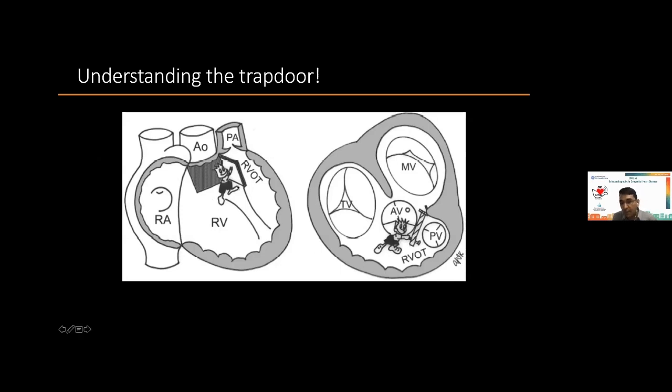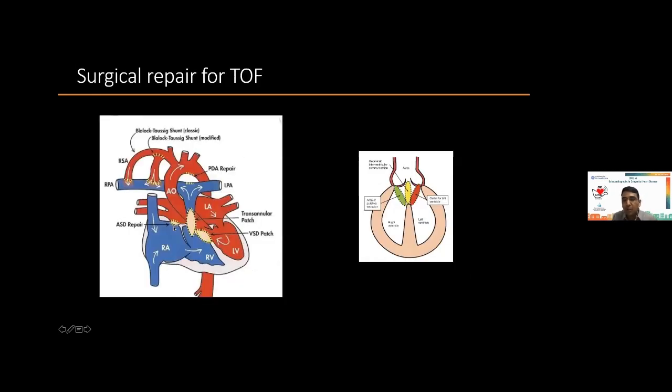Now, I think some of you would have seen this trap door. So this is what happens, that there is a trap door which opens towards RVOT. And during surgery, what we are trying to do is we are closing this door while making this path unobstructed. In that process, what we can do is we can put a valve patch at that VSD.